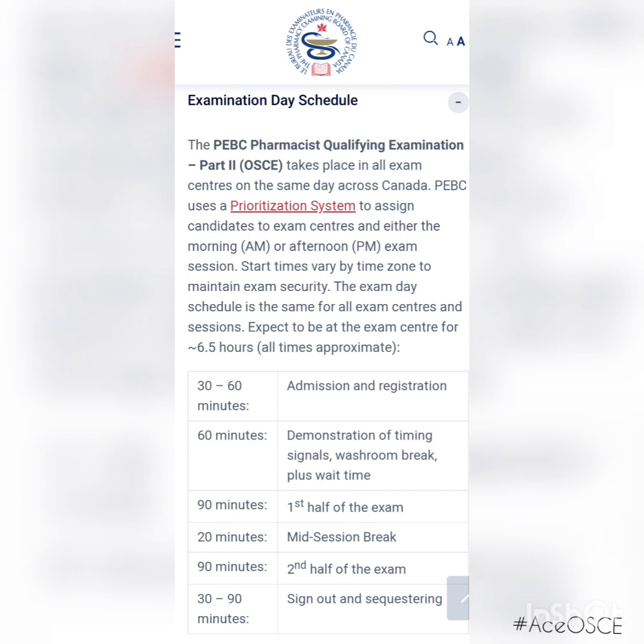In terms of the examination day schedule, in the first 30 to 60 minutes, there is admission and registration. The next 60 minutes has a demonstration of the timing signals, washroom breaks, plus any wait time. The first 90 minutes has the first half of the exam, after which is a 20-minute mid-session break, which is in addition to the rest stations. The second half of the exam is again 90 minutes, and then you have 30 to 90 minutes in the sign-out and sequestering time.